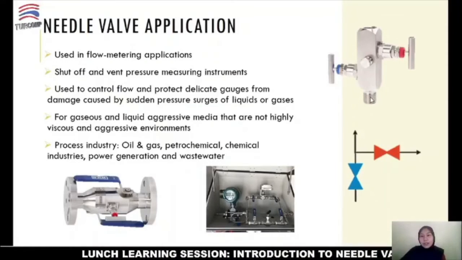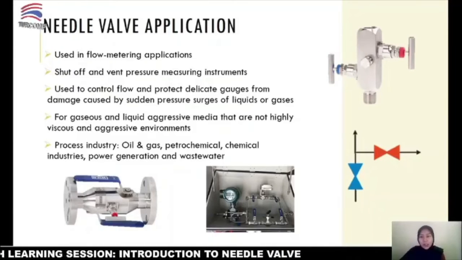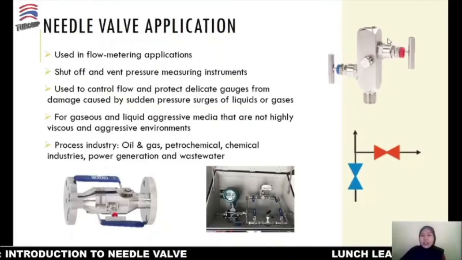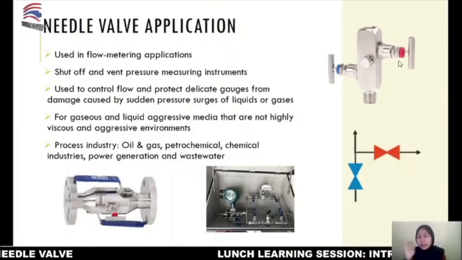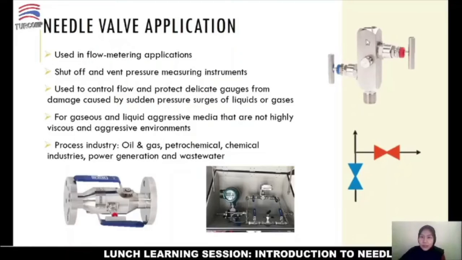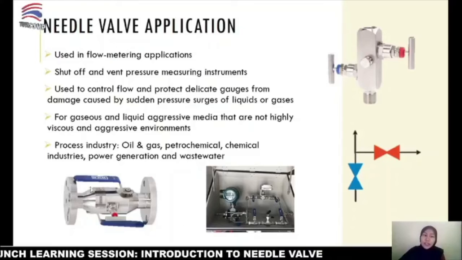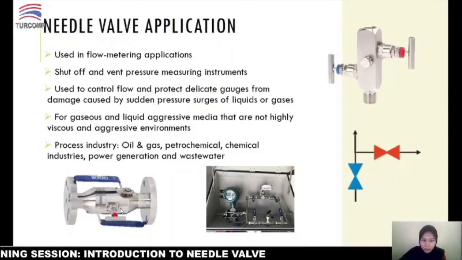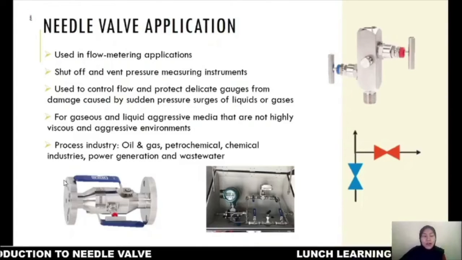The concept is a needle valve, but they have different functions. The blue one functions as a shut off valve, and the red one is the bleed vent valve. Okay, so this is the functional diagram for this block and bleed valve. Okay, this one is a double block and bleed valve. This one is block and bleed. This one is a double block and bleed valve that comes with flange to flange end connection.